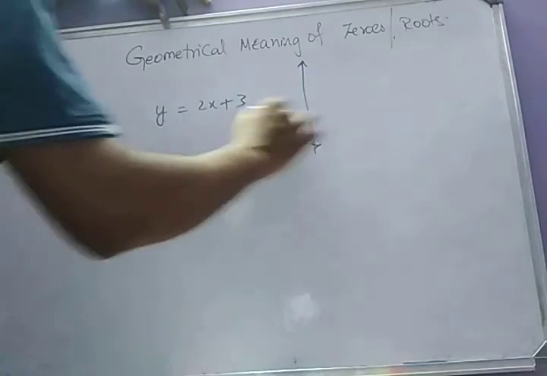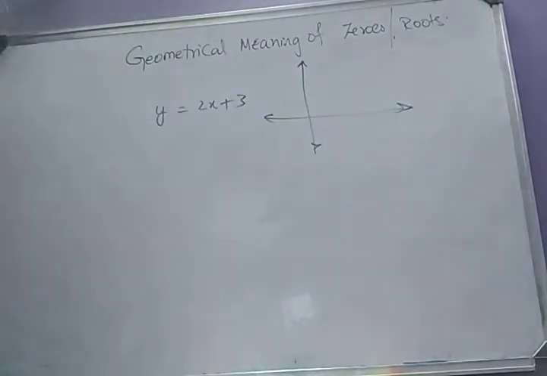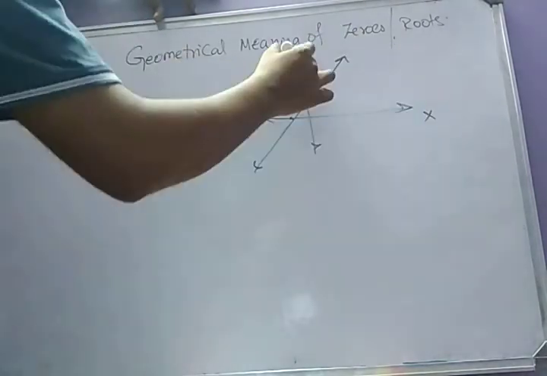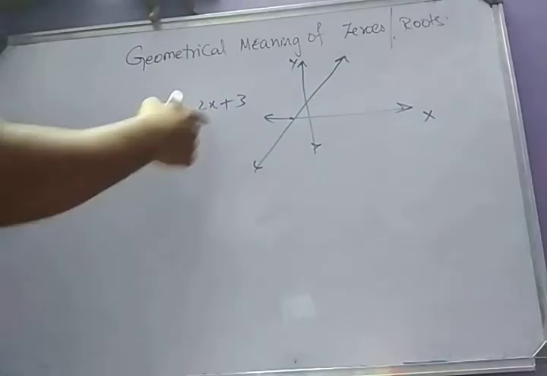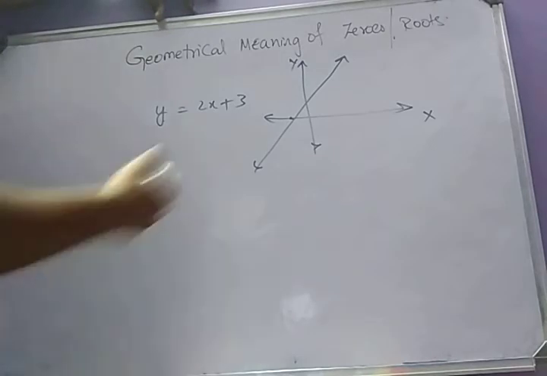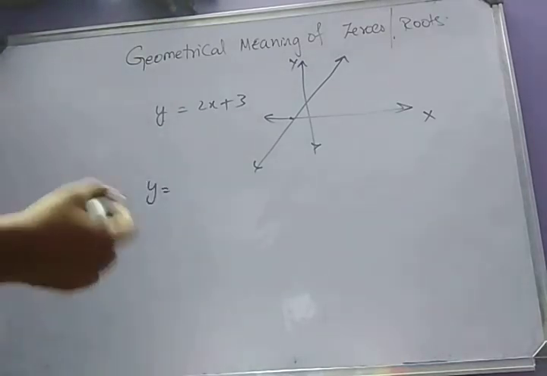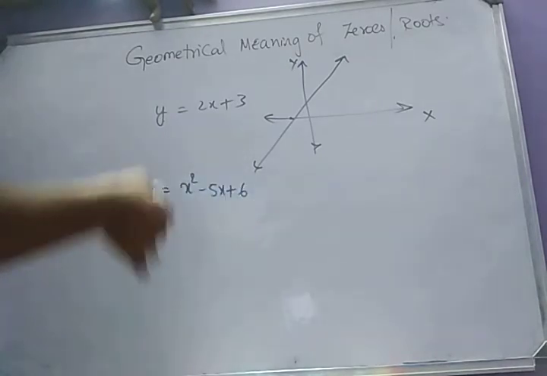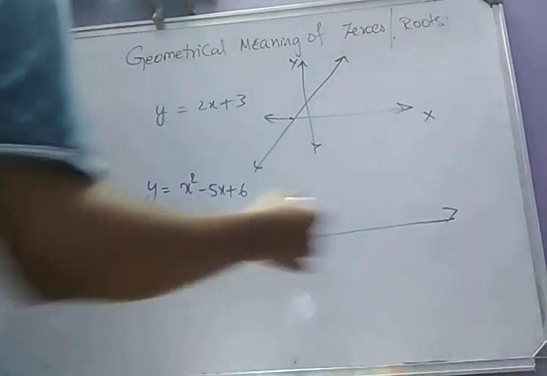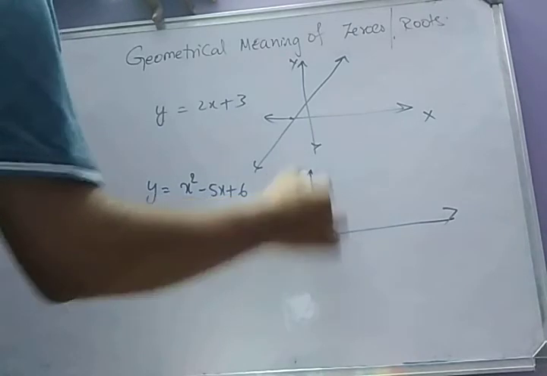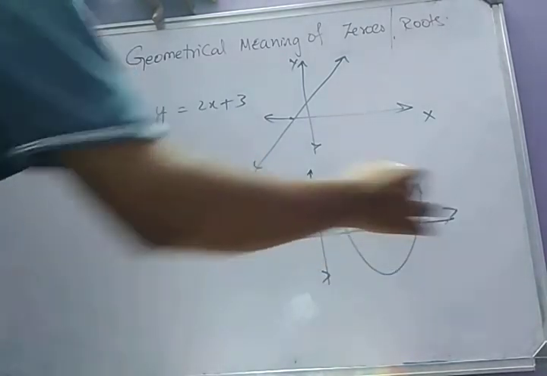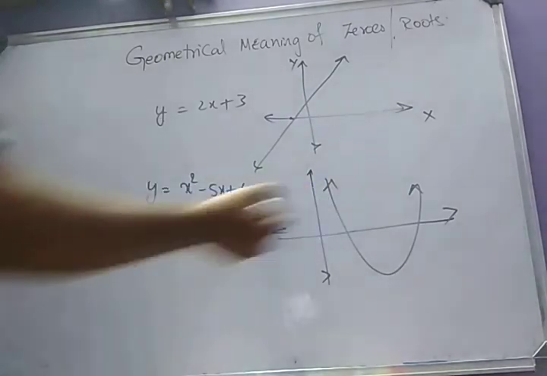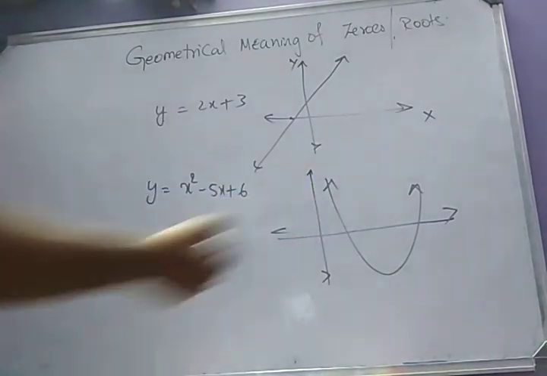Let me draw an approximate graph. This is an approximate graph. It is not an exact graph. It is a straight line. The graph of y is equal to 2x plus 3 is a straight line. Similarly, if you take the graph of a quadratic polynomial, y is equal to x square minus 5x plus 6, and draw its graph, it will be like this. The graph of a quadratic polynomial is a parabola.